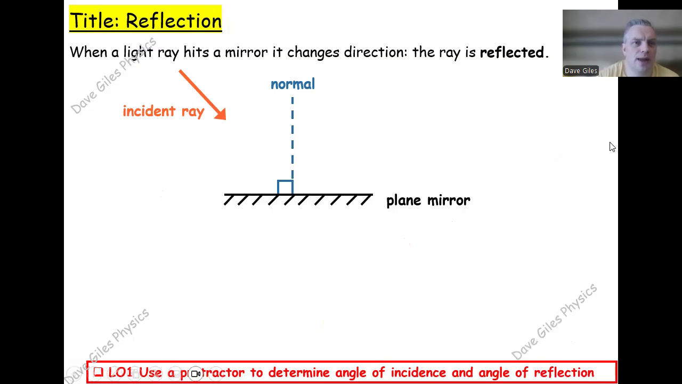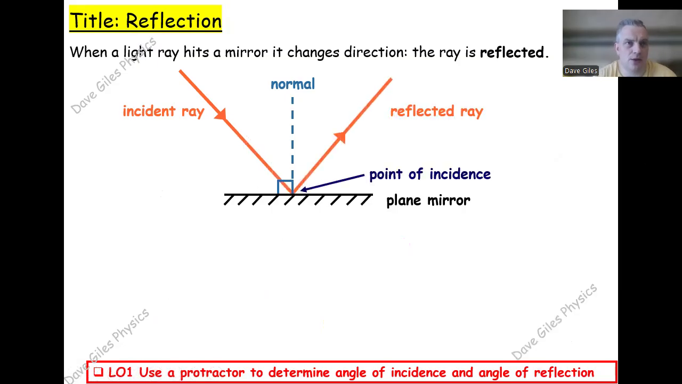So when a ray hits a mirror, it changes direction and the ray is reflected. This here is the point of incidence, and normally we draw a normal line, which is a 90-degree line, straight up from the incidence ray. And this, by the way, is a symbol for a mirror. So this is the angle of incidence, I, and it's the angle between the incident ray and the normal. This here is the angle of reflection, and it's the angle between the reflected ray and the normal line.